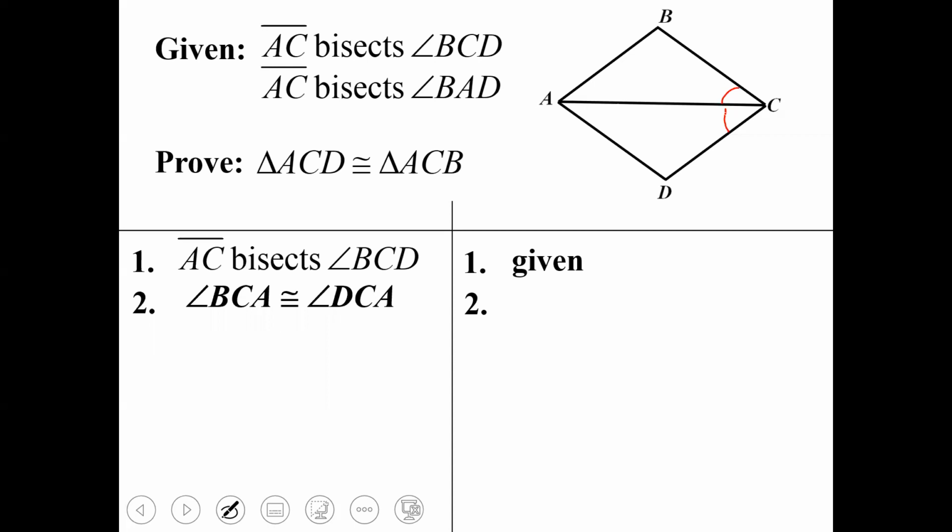So our second statement is, what happens to AC bisects BAD? I just set these slides up a little differently. We're looking at angle BCD. Angle BCA is congruent to DCA. How do we know that? Definition of what? What type of bisector? Good. Your reason would be definition of an angle bisector.